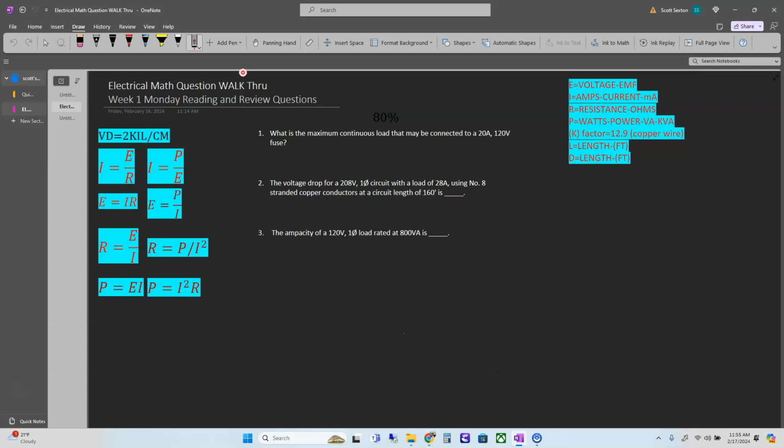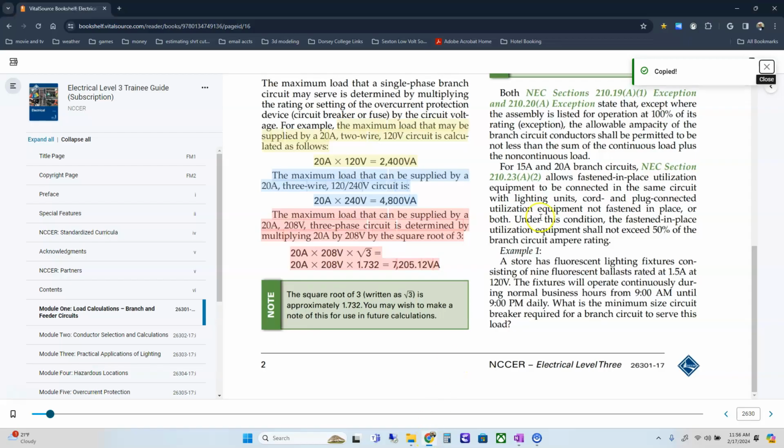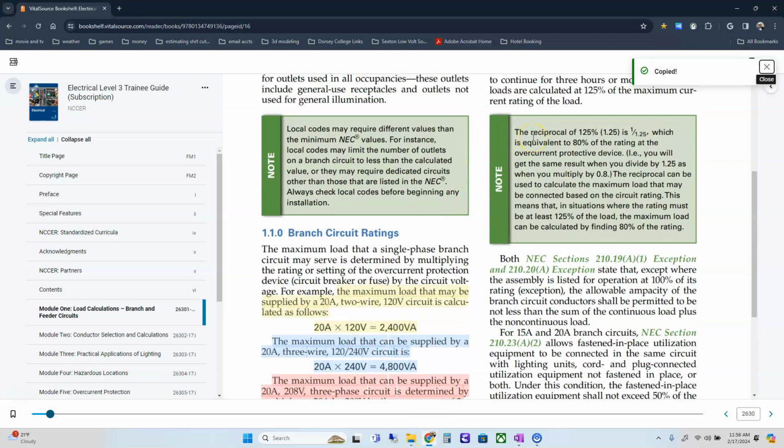Okay, so if you've gotten your reading taken care of, and you were in book three, module 1, make sure when you're reading these, you're reading the informative notes. So do you remember the reciprocal, where you can take 1 over a number and flip it in basic math? Basically, what we're looking at is this. The reciprocal of 125% is 1.25. Okay.